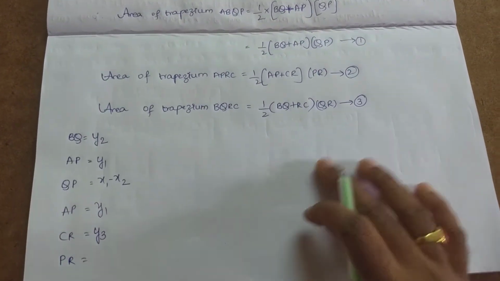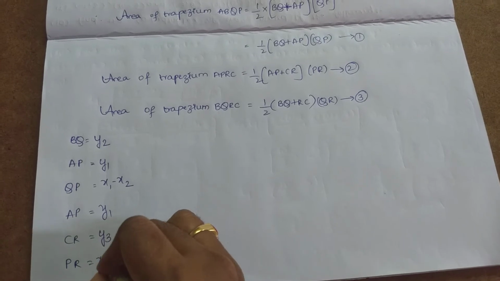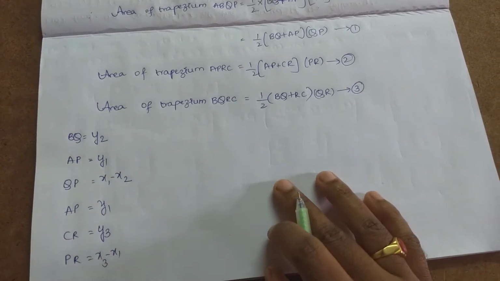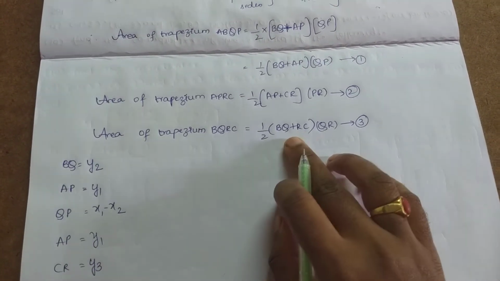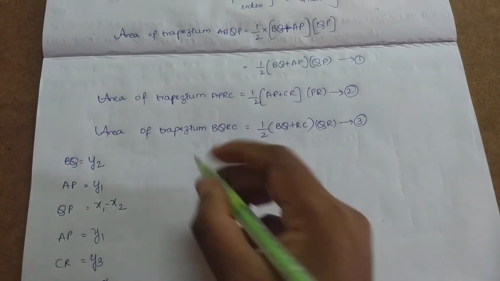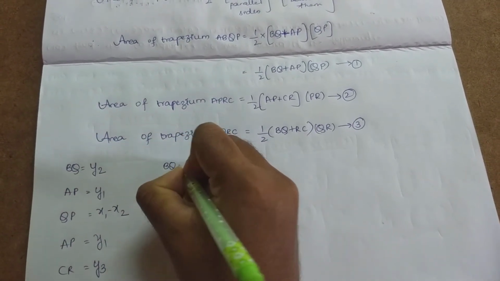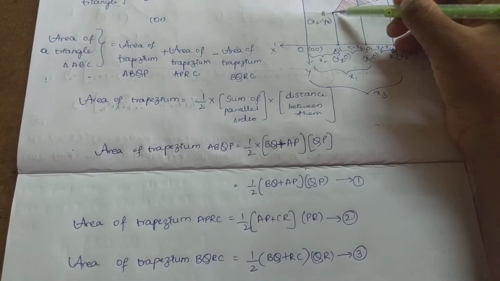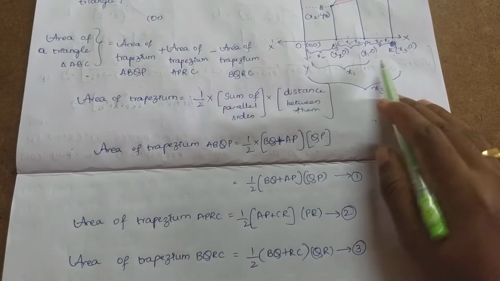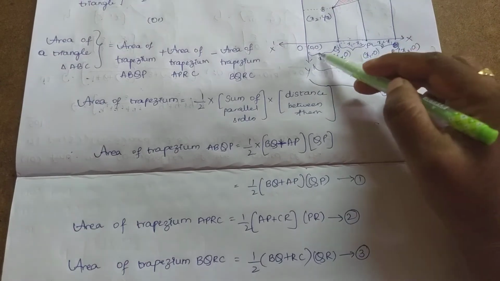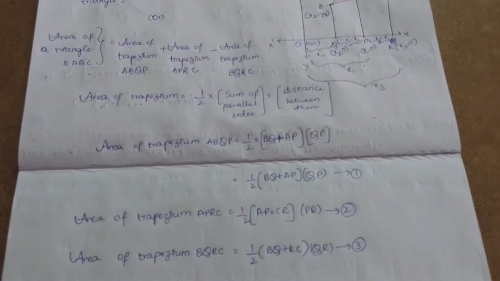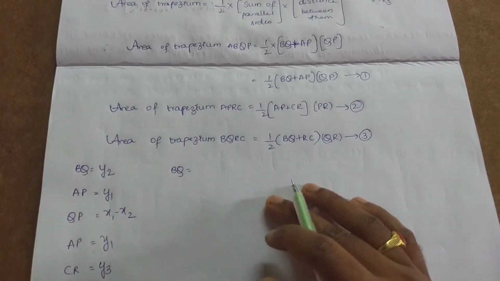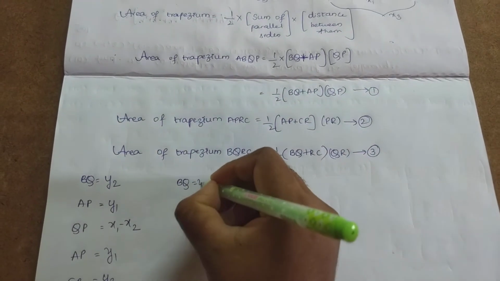So let's write the same thing here. PR equals x3 minus x1. Correct? After that, BQ. Let's see what BQ is from the diagram. This B is here, right? BQ is again parallel to the y-axis. The distance is nothing but y2. Correct? So BQ equals y2.